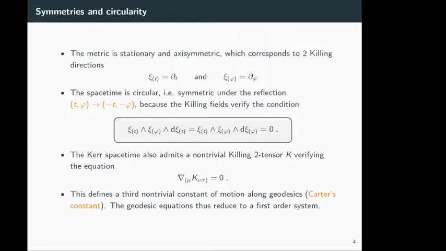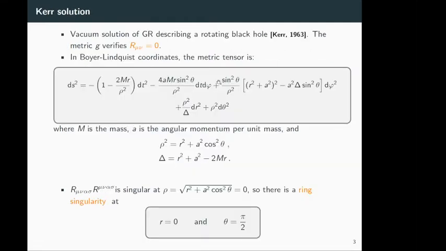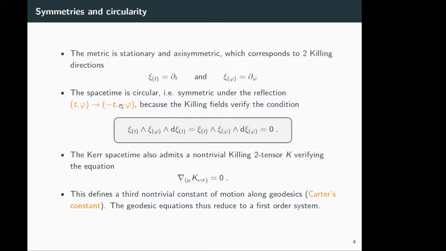But moreover, there's an additional symmetry that we sometimes take for granted, which is called circularity. It basically means that in the Kerr line element here, if you simultaneously flip time and the φ coordinate, the metric remains invariant. Okay, so there's this reflection, which is a symmetry of the metric. And in terms of relations, this can be expressed this way.